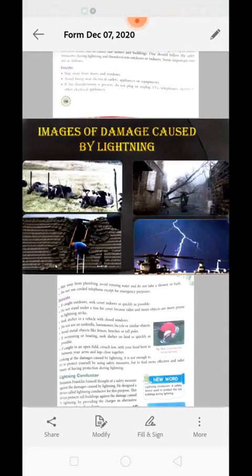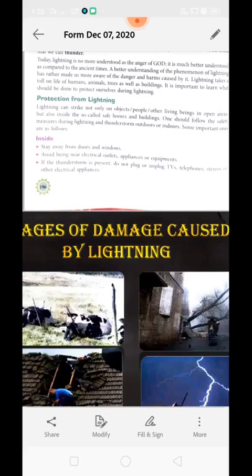Clear? Now the next topic is protection from lightning. Lightning can strike not only an object, people or other living beings in an open area, but it can also harm the people who are living inside their safe home or building. One should follow the safety measures during lightning and thunderstorm, outdoor as well as indoor. Some of the important points are given below to protect ourselves from the lightning.